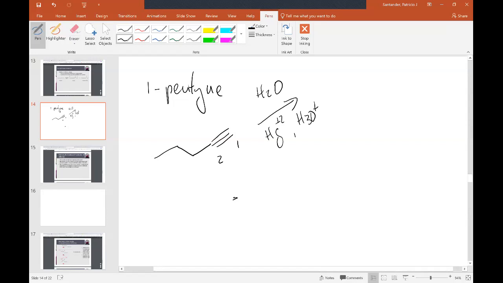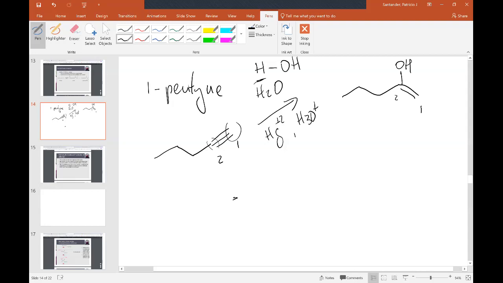Why? Because the hydrogen in the hydration, remember hydration, we are adding water, right? The hydrogen will end up on the carbon atom that initially had more hydrogens, which is the carbon number 1, right? And then the OH will end up in the carbon atom that initially had less hydrogen atoms, which is carbon number 2. So that means I will end up with a compound that contains 2, 3, 4, 5 carbon atoms, and I will get initially an enol. The OH will be in the carbon number 2, and the hydrogen ended up in the carbon number 1.